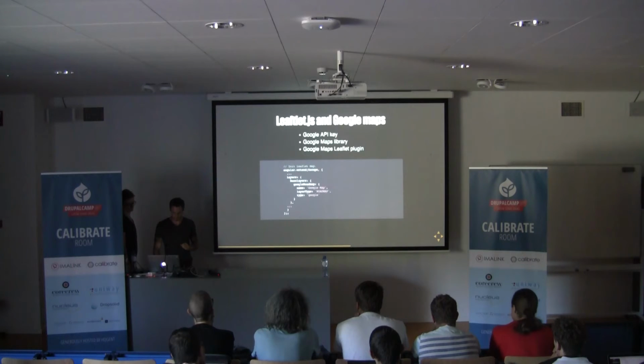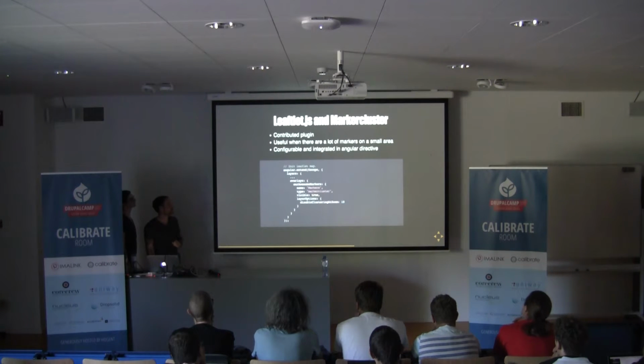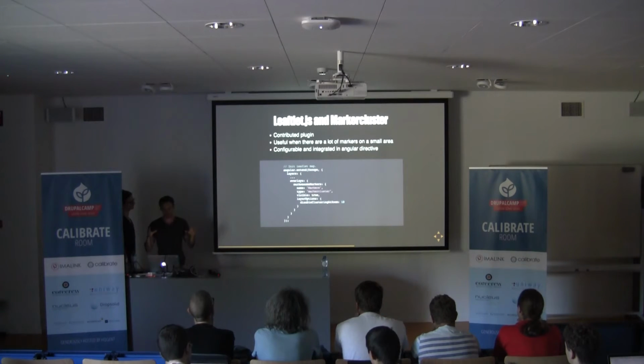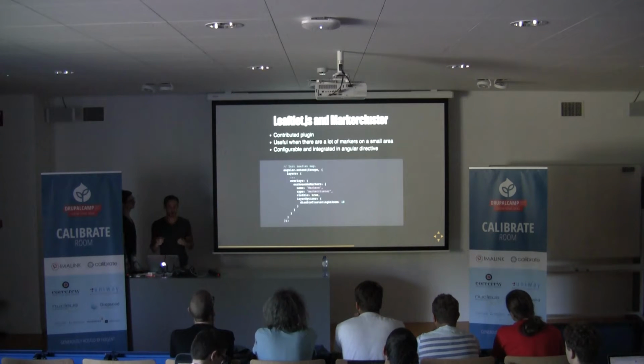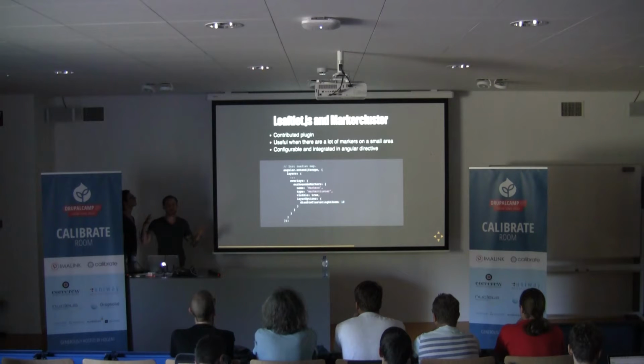Pretty easy. Then the second plugin we used is Marker Cluster. It's a contributed plugin, and it's very useful when there are a lot of markers on a small area. What Marker Cluster will do is cluster all the markers that are in the same area into one marker and show the count of the markers in that area, and when you zoom in they will be shown as separate markers again. So pretty cool. It's configurable, and it's also integrated in the Leaflet Angular directive.